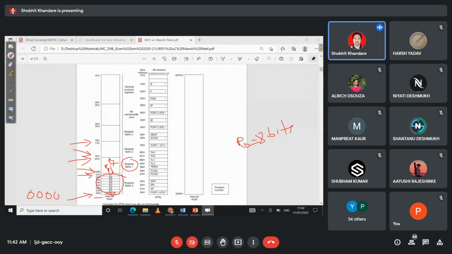10H to 17H. This is reserved for register bank 0. Similarly here also it is the same, R0 to R7. Remember one thing: this R0 is different, this R0 is different, and this R0 is different. This R0 is of register bank 0, this R0 is of register bank 1 and this R0 is of register bank 2.